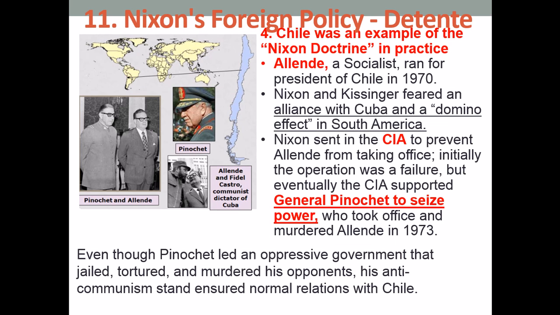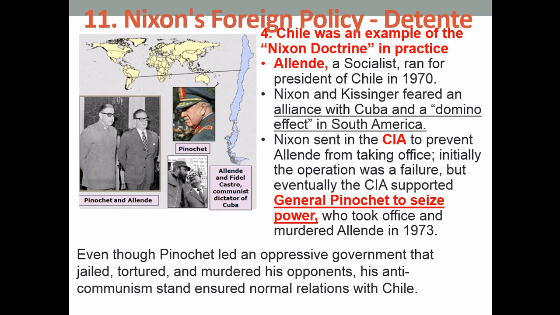And so when Allende was elected president of Chile in 1970, Nixon and Kissinger were like, he has ties to communist Cuba. And this could start what Eisenhower referred to as a domino effect. If one Caribbean or Latin American nation, in this case Latin American, goes to communism, then they all will fall. It will be a domino effect. So Nixon sent the CIA to prevent Allende from taking office.